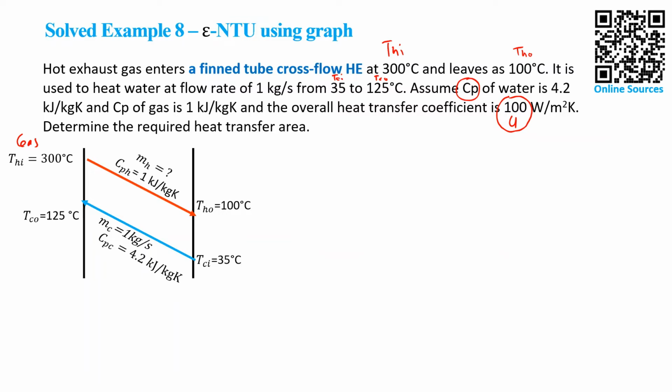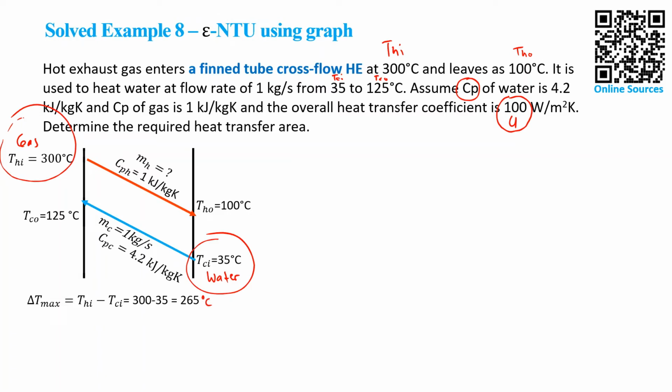On the other side, the cold stream is actually water. It enters at T cold in of 35 degrees Celsius and leaves at T cold out of 125 degrees Celsius. We are given the mass flow rate of the water, 1 kilogram per second, and the Cp of water of 4.2 kilojoule per kilogram Kelvin. In the effectiveness NTU method, we use the same steps as before. First of all, we need to find out the Tmax. Tmax is this minus this, equal to 265 degrees Celsius.